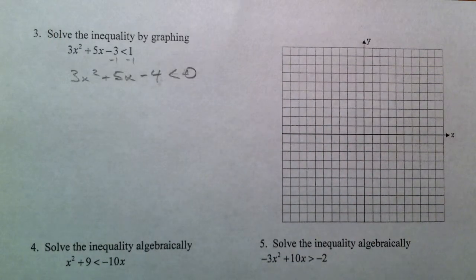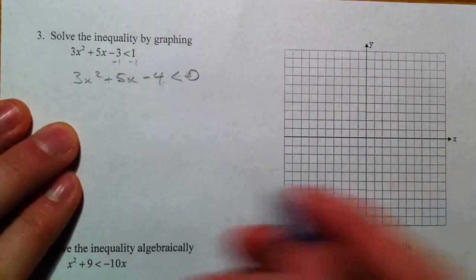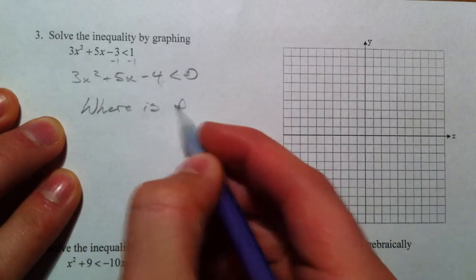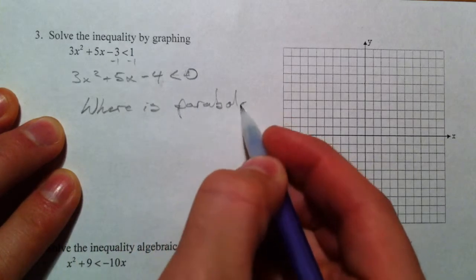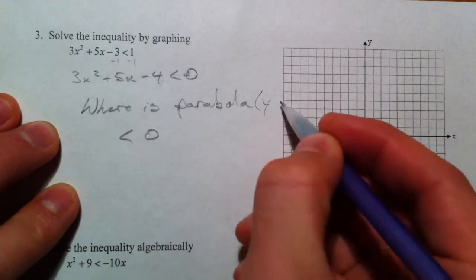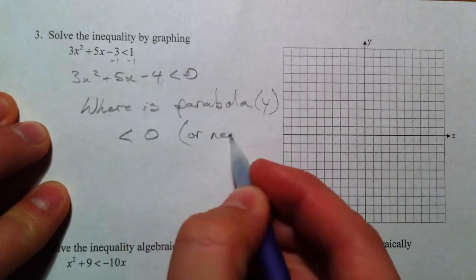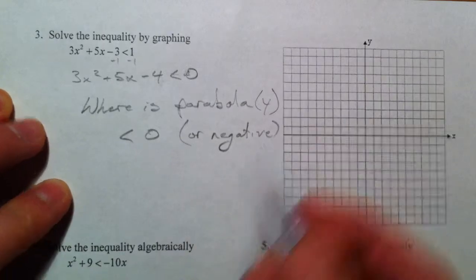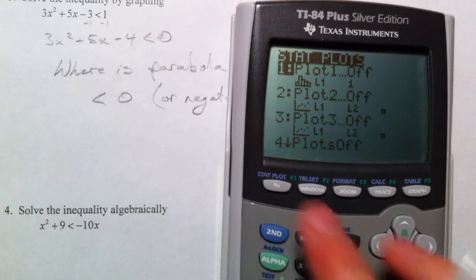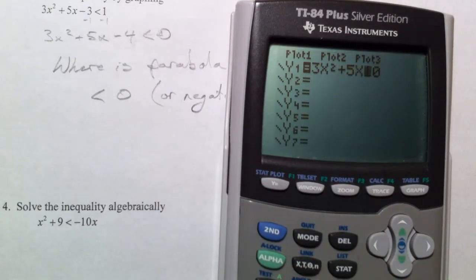And so what we're looking for is, visually, where is the parabola less than 0? Thinking the y values, or negative. And so what I'm going to do is graph it. I'm going to use it graphically to my advantage. In y equals 3x squared plus 5x minus 4.